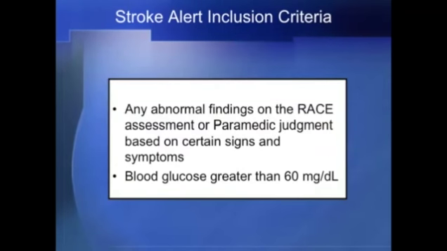And the last aspect that has been added to the inclusion criteria for identifying a stroke alert is making sure that the blood glucose level is greater than 60 milligrams per milliliter. This is important because hypoglycemia is one of the mimics for stroke symptoms.